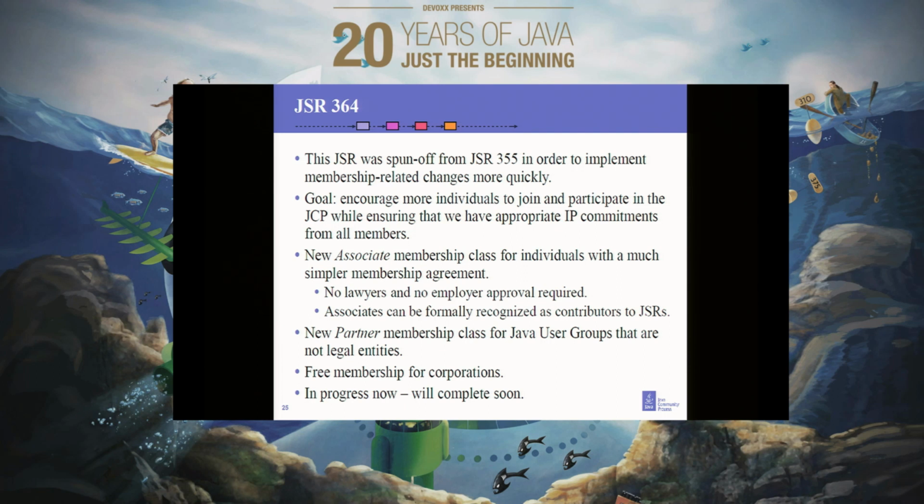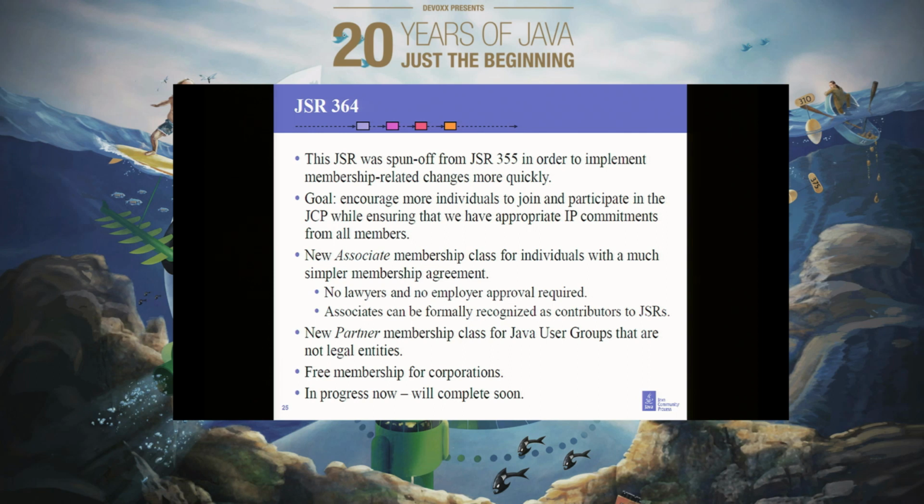We're also eliminating fees for corporations. We're fixing a bug in the process, which is that today Java user groups sign the JSPA as members, but most of them aren't legal entities. So in fact, that's a meaningless thing for them to sign. So we're going to create a new membership agreement for Java user groups that will more easily fit with their role as collaborators and partners with Oracle and with the JCP in promoting Java.